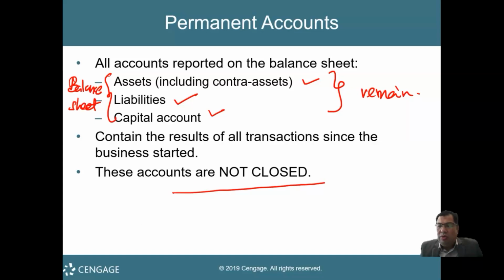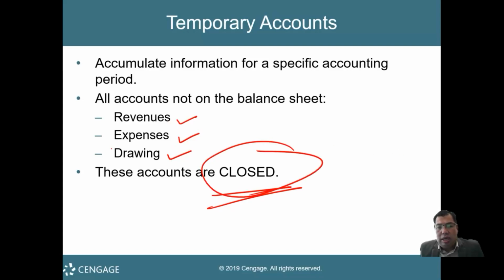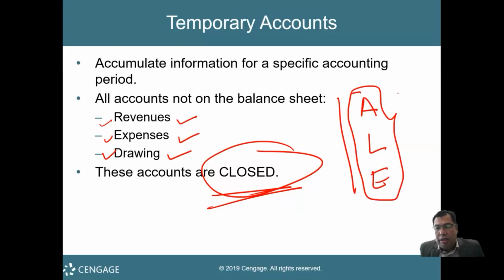So what accounts do we close? Revenue and expenses. Temporary accounts accumulate information for a specific accounting period. All accounts not on the balance sheet, that is revenues, expenses, and drawing, we're going to close. Another group is asset, liability, equity. This is permanent.